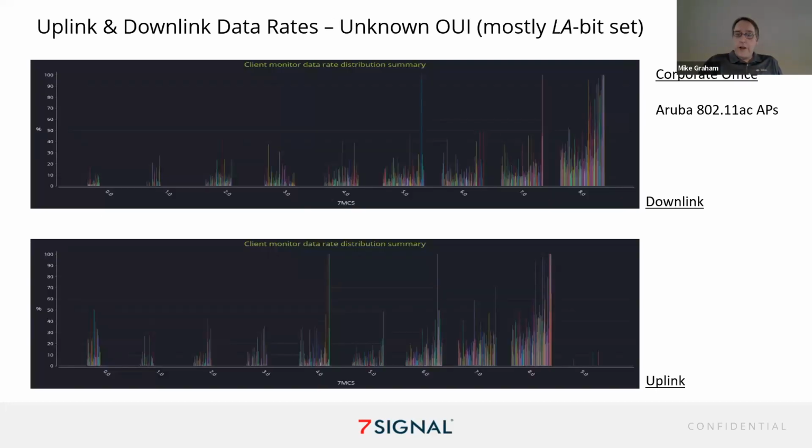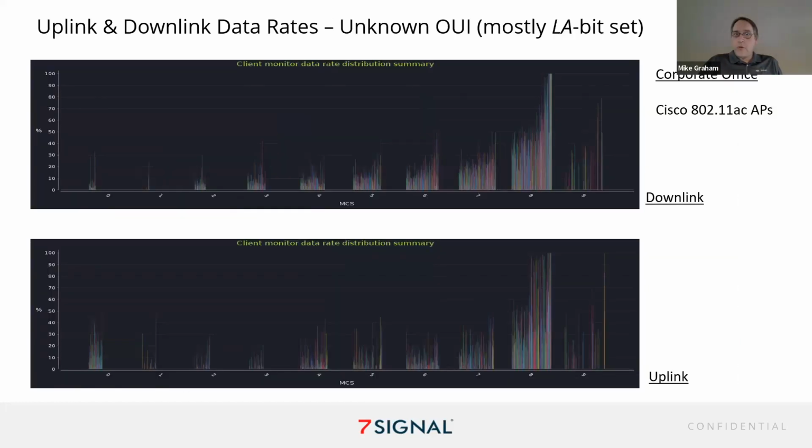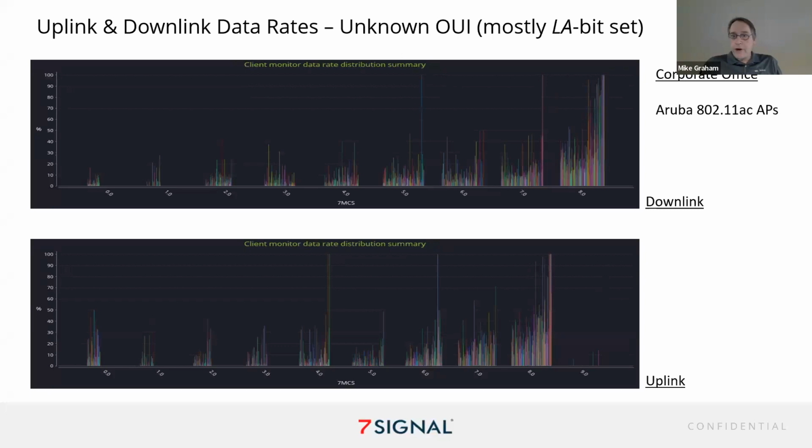Awesome. So, we looked at what we saw for those locally administered, probably a lot of Apple devices, on Cisco APs. I went to another customer that happened to be running similar Aruba APs, and really, we see a very, very similar pattern. The thing that I thought was a little interesting on this one is that on the downlink side, we actually don't see the Aruba attempting to use MCS 9 to talk to any of the clients, and just a few uplink packets.